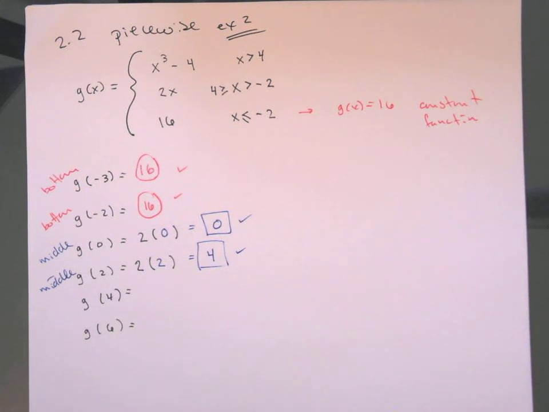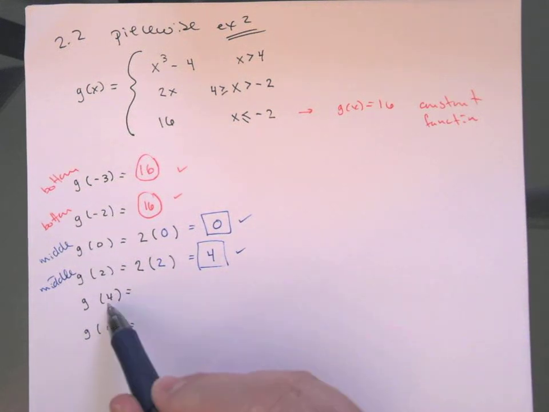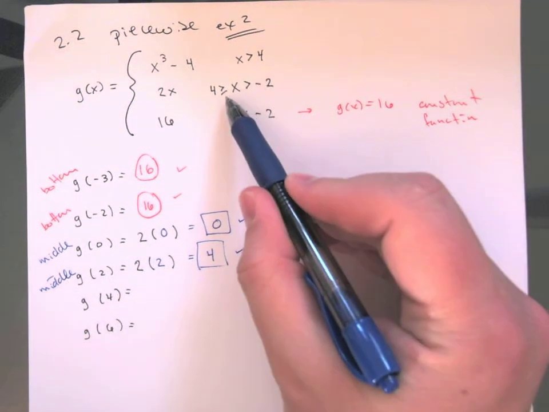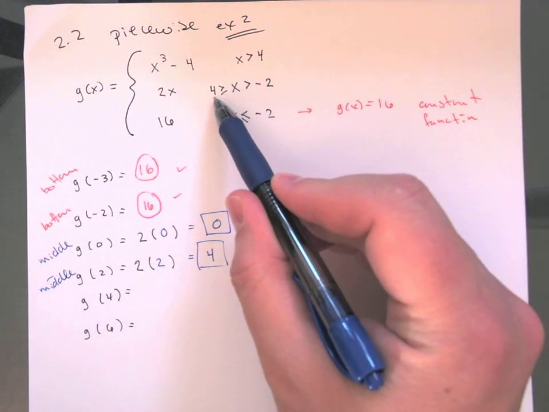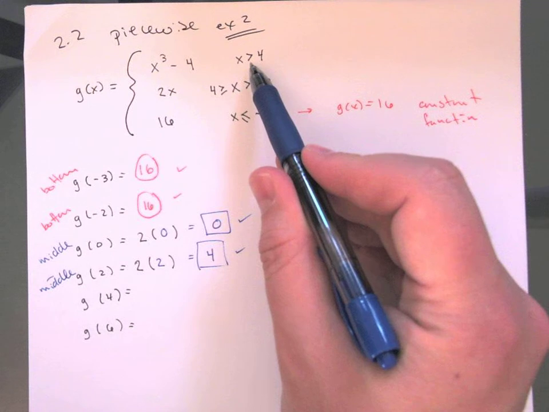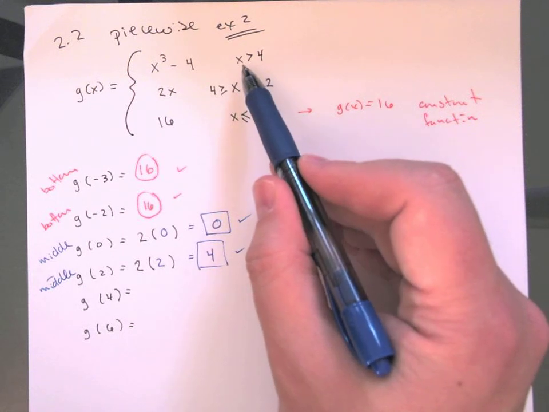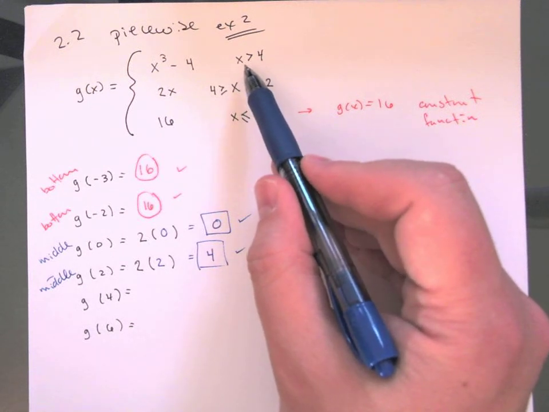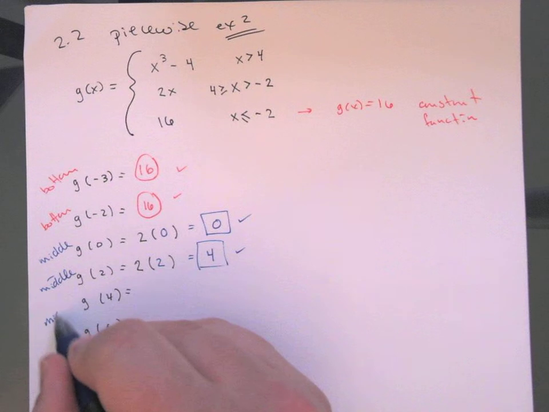Third value, so this is x is positive 4. That's still in our middle function, right? Because if we hit 4 on the nose, we're including that in the middle. The top one doesn't jump up until we cross over 4 and get strictly bigger than it. So this is going to be a third one in the middle.